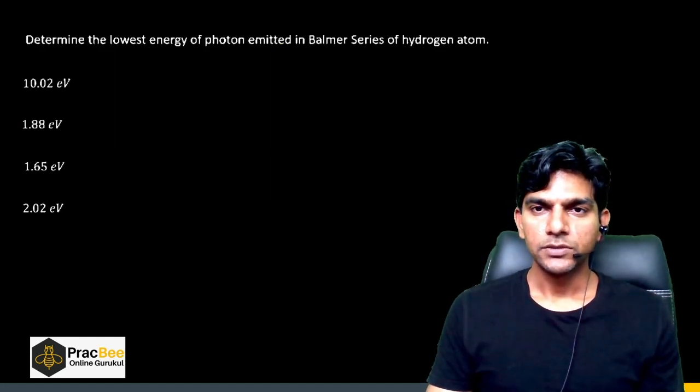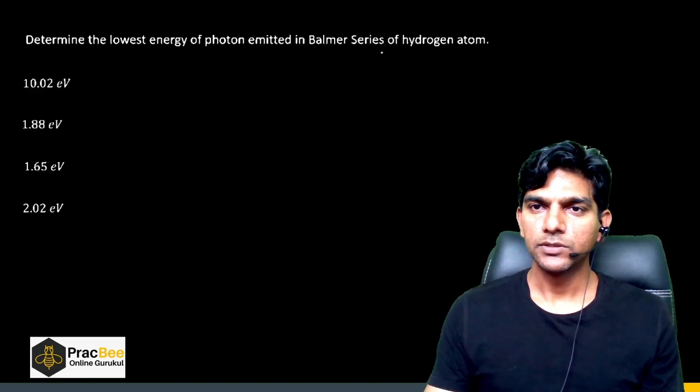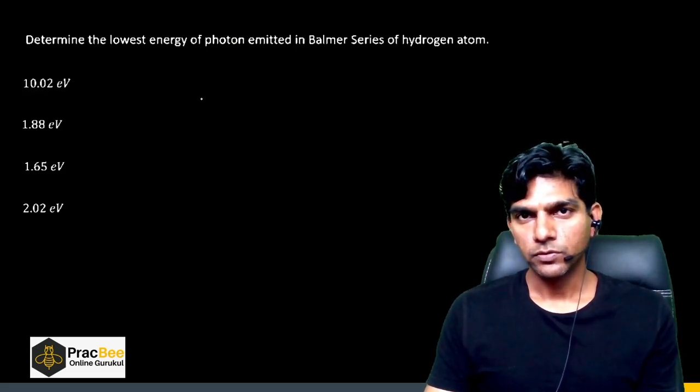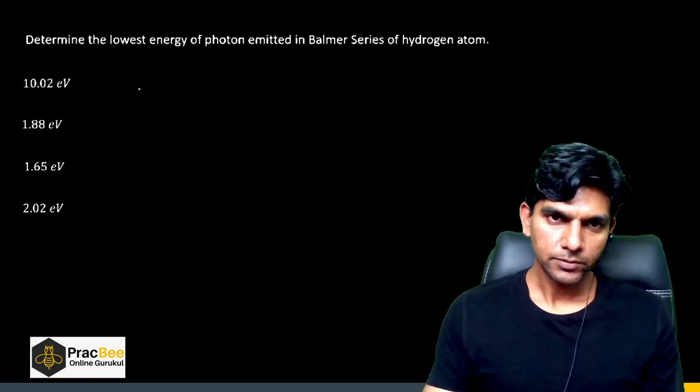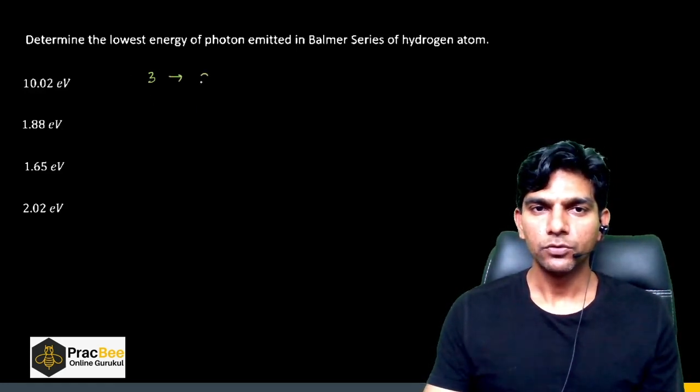The next question is from atoms and it is from the Balmer series. Determine the lowest energy of the photon emitted in the Balmer series of the hydrogen atom. To have the lowest energy of the photon, it should be the first line of the Balmer series. And for the first line, the transition is from 3 to 2.